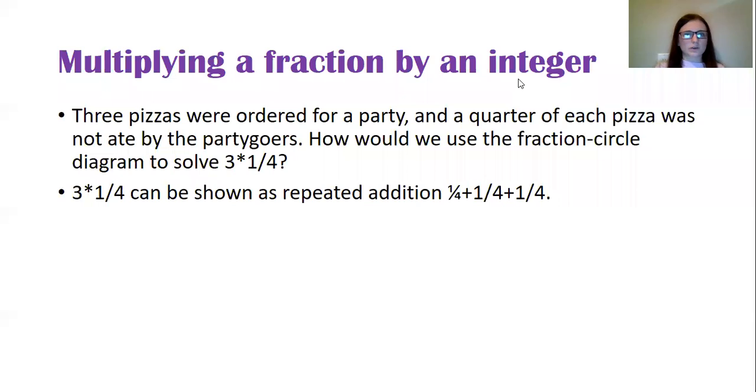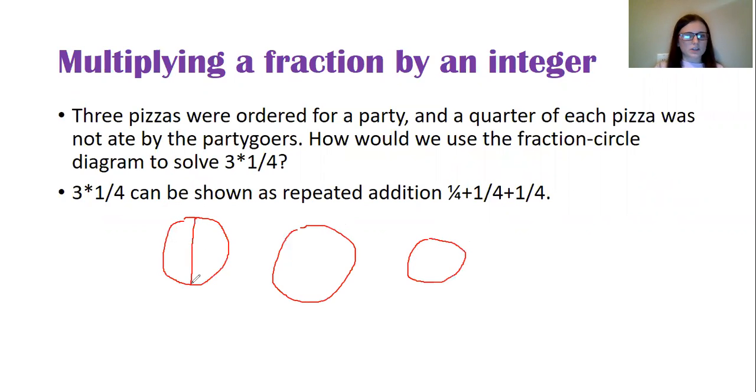So we're going to draw a fraction circle diagram. First, we are going to draw 3 circles and cut them into 4 equal parts. Excuse my drawing again, it's not perfect. So if it is 1/4 of every pizza, then we shade in 1 part of each pizza.